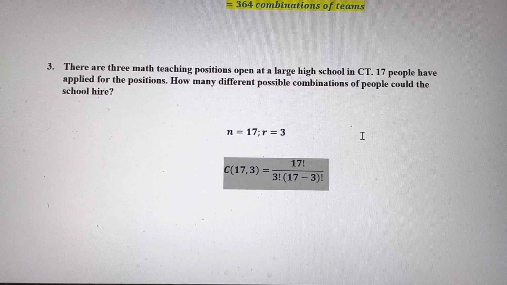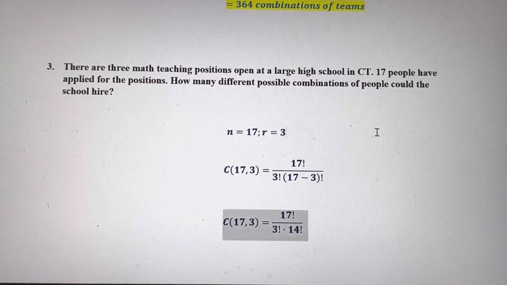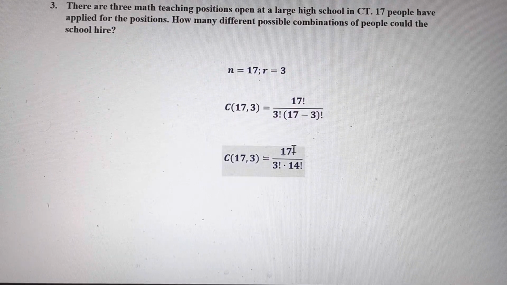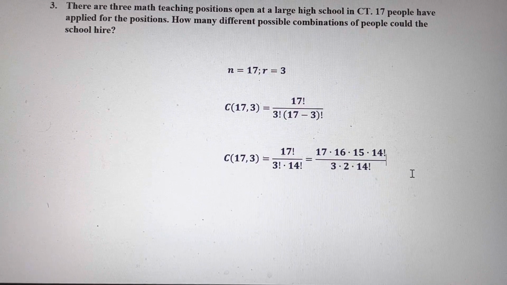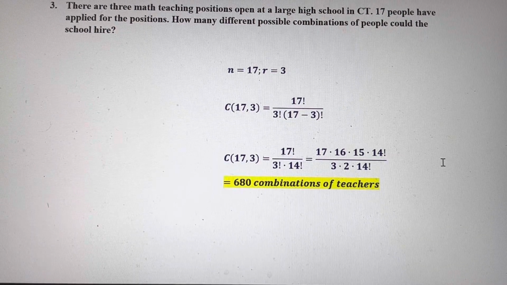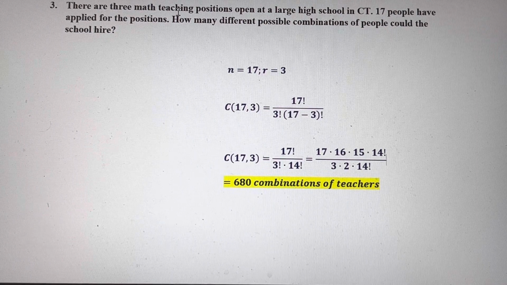Plug those into my formula, simplify, okay? Now I'm going to rewrite the numerator until I get 14 factorial, so those cancel out. I'm going to expand 3 factorial, and then I'm going to multiply in the numerator, multiply in the denominator, divide those two products, and I get 680 different possible combinations of teachers for these 3 math positions, okay? So that's combinations.